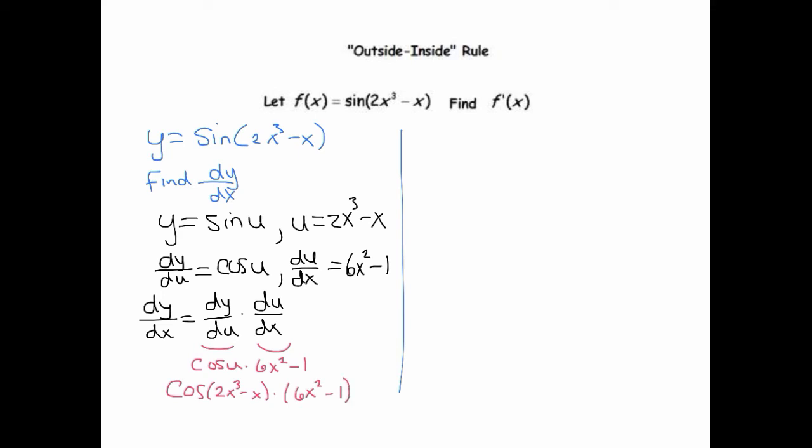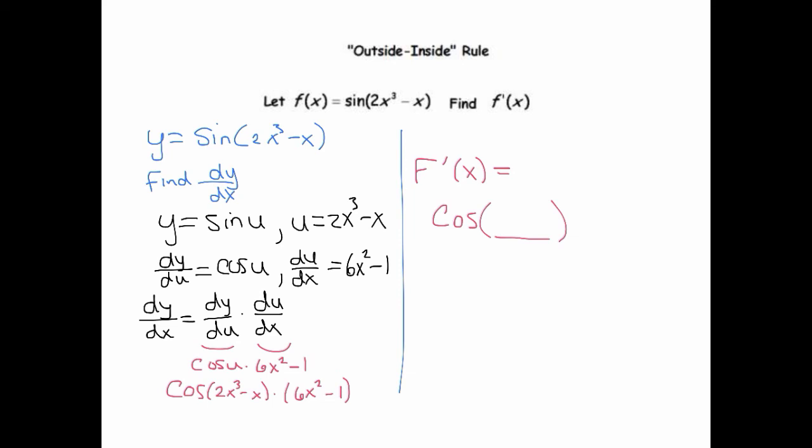So we've already done an example like that. What I want to propose to you is that, as you get good at this, you may not need to use this fraction form of the notation. In other words, you could just say, okay, well, f of x equals sine of 2x cubed minus x. So therefore, f prime of x is equal to the derivative of sine, which is cosine of something. Now, what is that something?